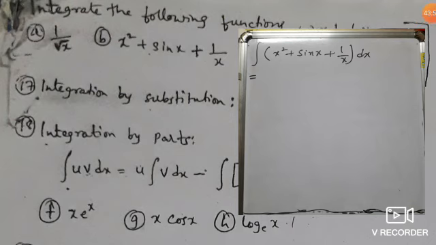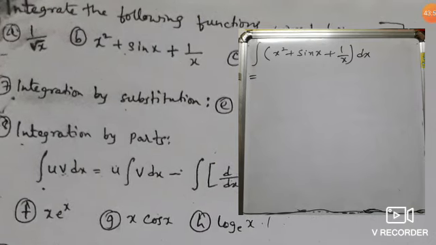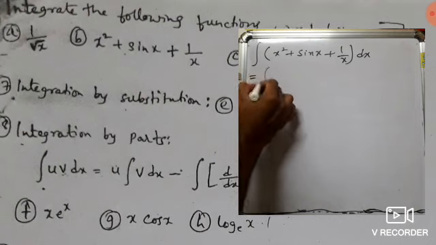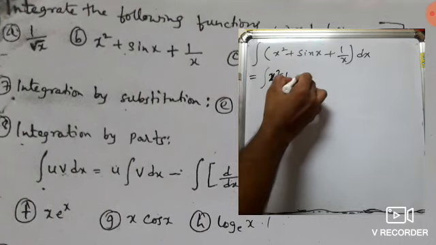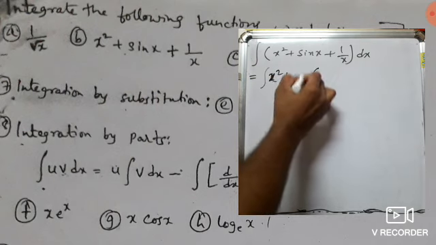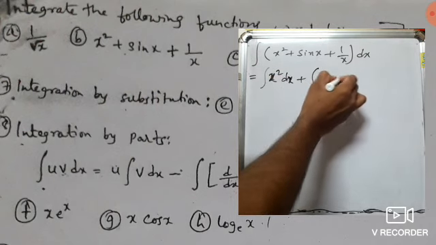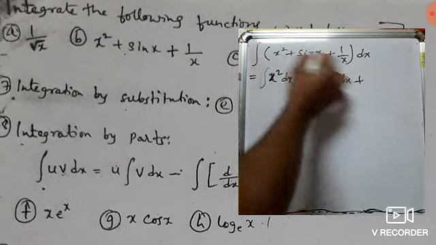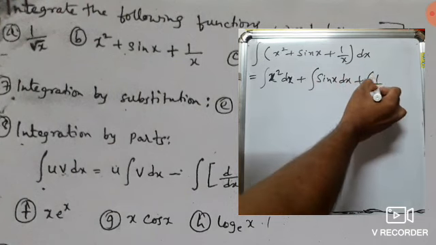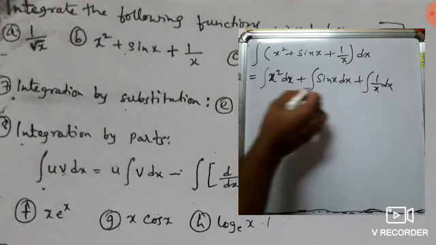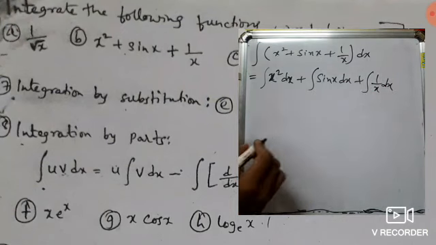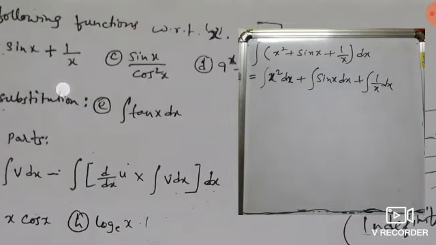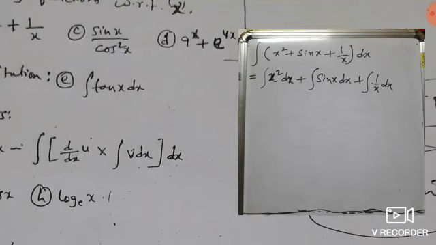Now you can solve question number b like this. You will divide it, the integration of x square dx, plus the integration of the second term sin x dx, plus the integration of the third term 1 by x dx, and you have to find the value of all of these. Now let me solve question number c. It will be a different experience.